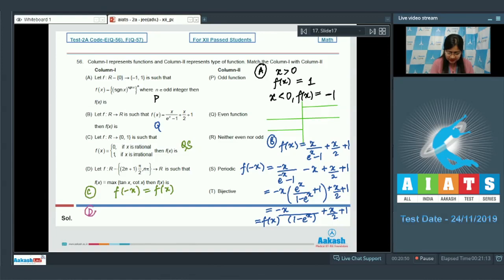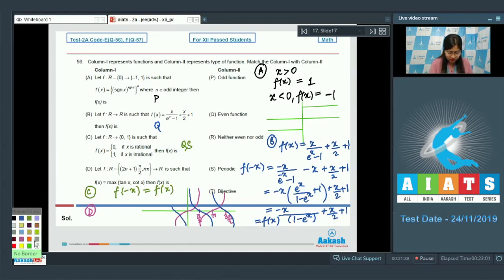Now next is option D. It says that f(x) is equal to maximum of tan x comma cot x. So we have to talk about f(x). Now for this question, let us draw the graph of tan x and cot x. This is pi by 2. This is pi, 3 pi by 2. So the function will be like this. Similarly, let's draw the graph of cot x. It will be like this. This is the graph of cot x.